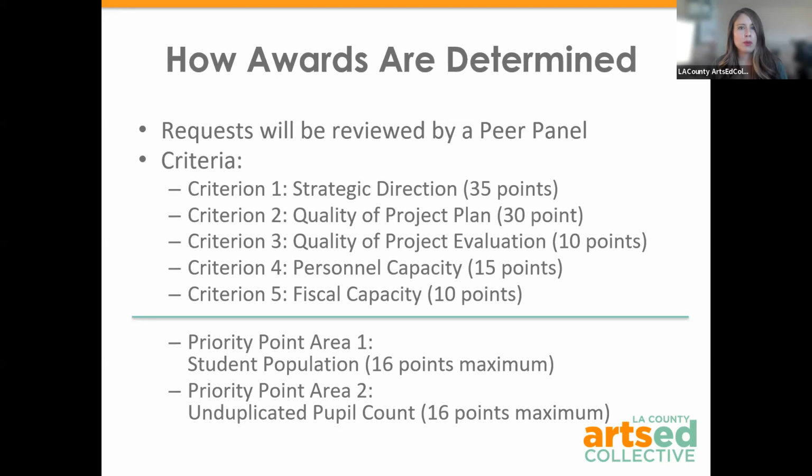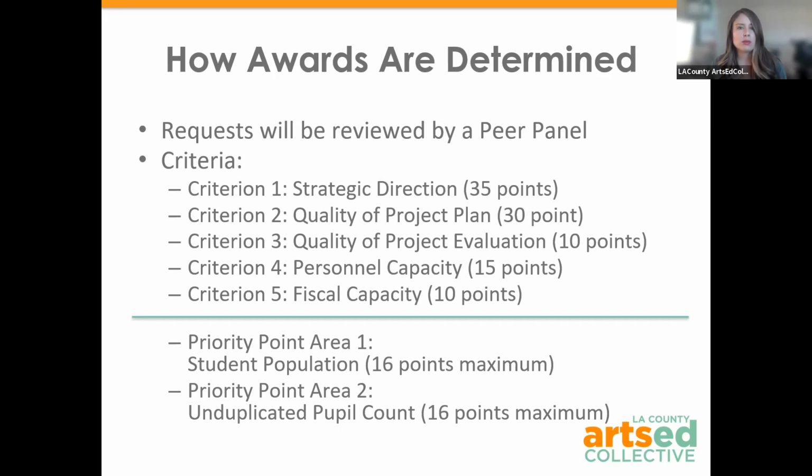The first priority point area is district size, which includes 2 tiers. Tier 1 includes districts with enrollment between 10,000 and just under 20,000 students. Districts of this size will earn 8 priority points. Tier 2 includes districts with an enrollment of 20,000 or greater. These large districts will earn 16 priority points.